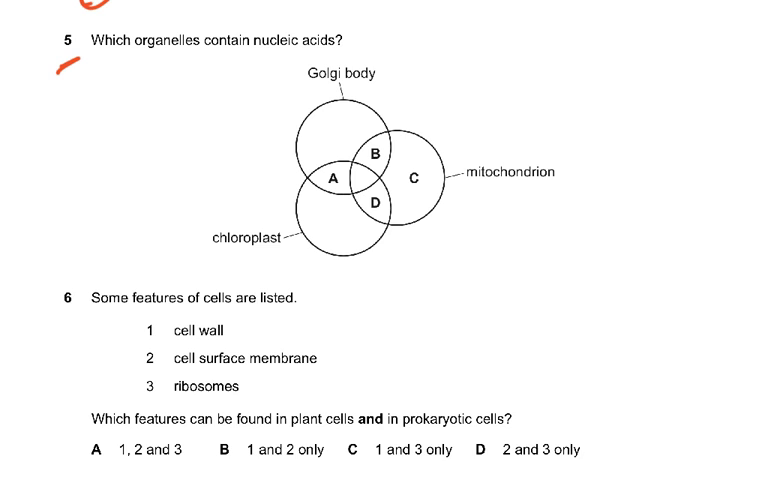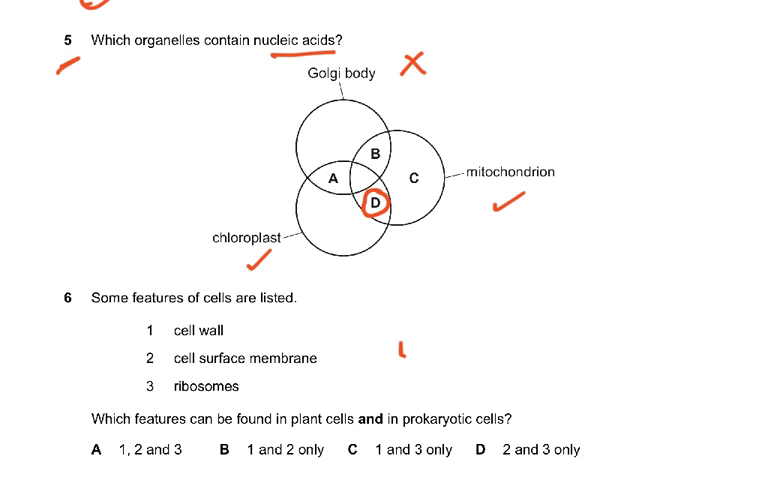Then question number 5. Which organelles contain nucleic acids? Golgi body does not contain, mitochondria does contain DNA. Nucleic acid means DNA or RNA. So wherever there is DNA or RNA, there will be ribosomes, and ribosomes contain RNA. So mitochondria and chloroplast, that is why the answer is D.